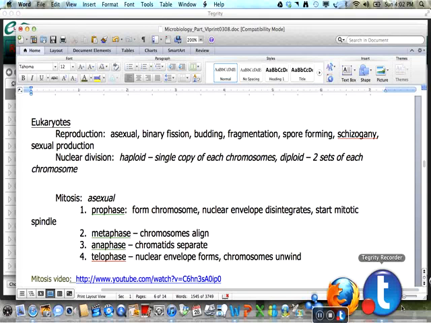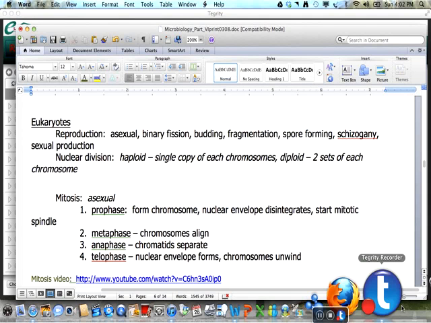Since the eukaryotes have a nucleus, we must divide the nucleus. When there is a single copy of the chromosome, the cell is haploid. When there are two sets of the chromosomes, the cell is diploid. Mitosis is the process of asexual cell division.